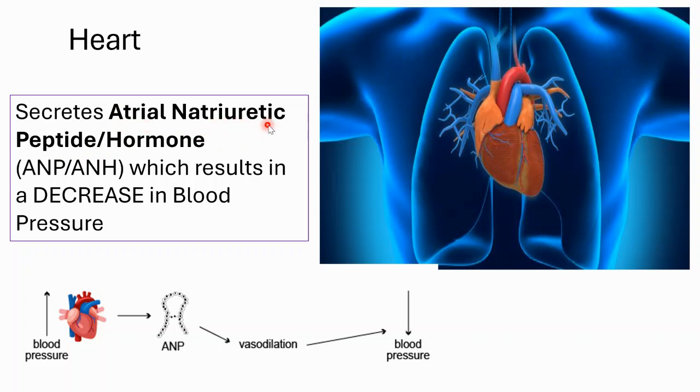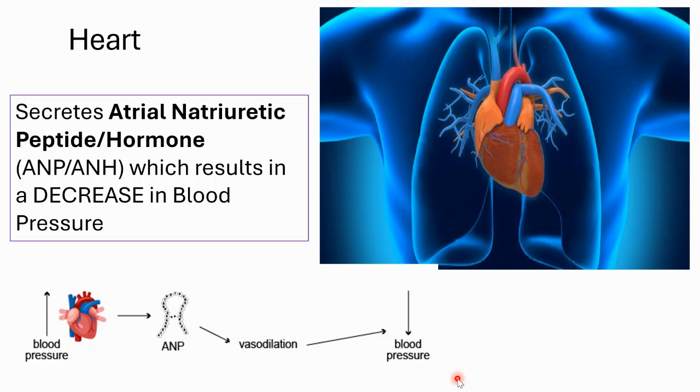So atrial natriuretic. This word right here means sodium. It's the Latin name for sodium. If you look at the symbol on the periodic table, it's Na. Why is the symbol for sodium Na? Because it comes from the Latin name for sodium, which is natrium. Okay, so this is going to cause a decrease in blood pressure. I'm not going to get into all of the whys right now. We'll talk more about that in the cardiovascular system, but just know that when atrial natriuretic hormone or atrial natriuretic peptide gets secreted, it will cause a decrease in blood pressure.